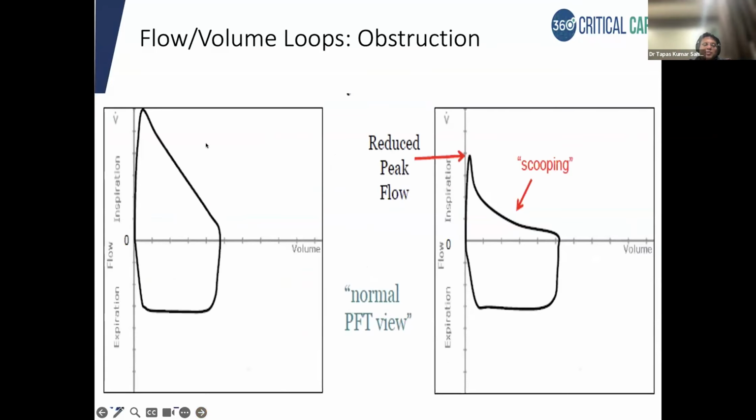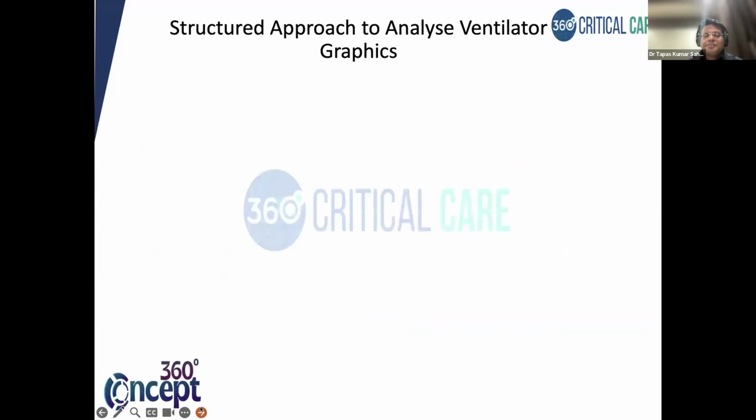Now, if you are getting obstruction in the flow volume loop, you will be getting reduced peak flow and there would be scooping here. That means definitely the obstruction is happening, and this is the normal PFT view. So if the examiner asks you what would be the normal thing, the normal thing is like this.